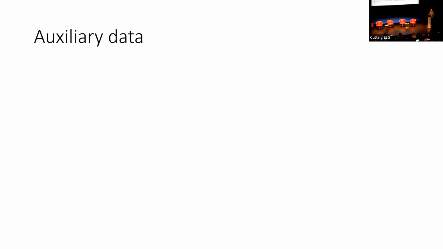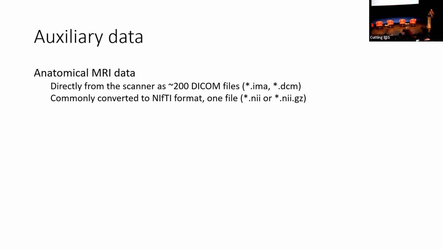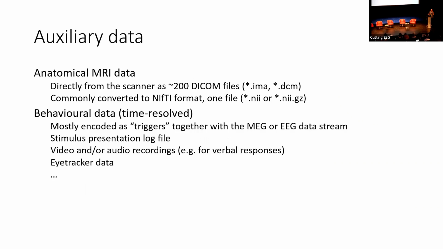We also record a lot of auxiliary data, and we've mentioned it a few times. We can record EOG channels, we can record ECG channels, and we can use them in the artifact cleaning procedure. But we also record, for example, anatomical MRIs, which is something we're going to look at tomorrow. We also record behavioral data in a lot of our experimental sessions, and that's time resolved. That is mostly encoded as triggers, but sometimes we also record the behavioral data using a more complex setup, such as a video camera. And we have eye tracker data.